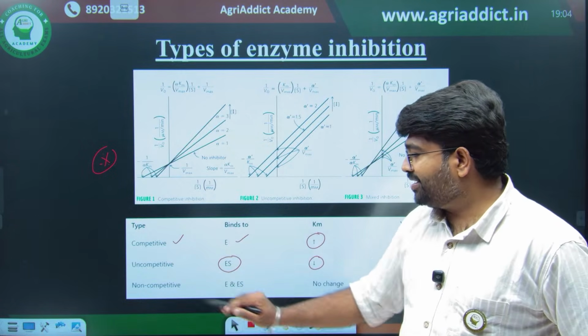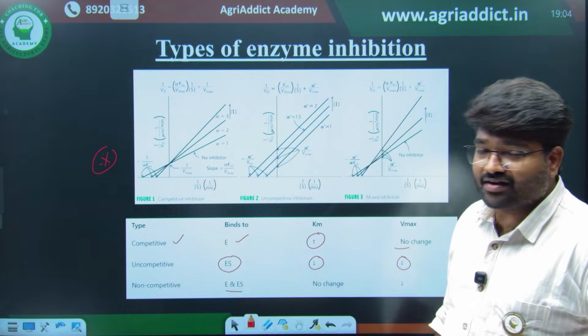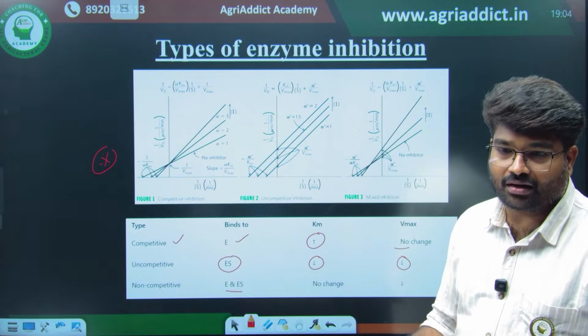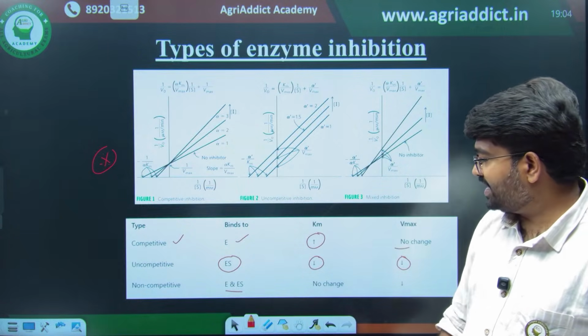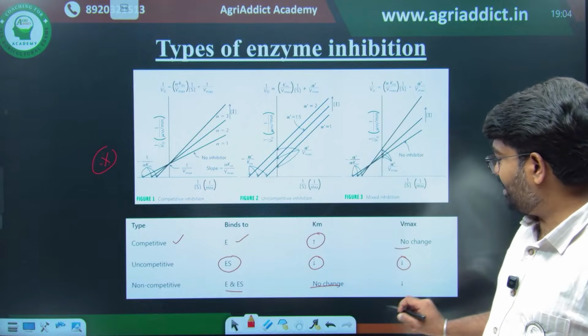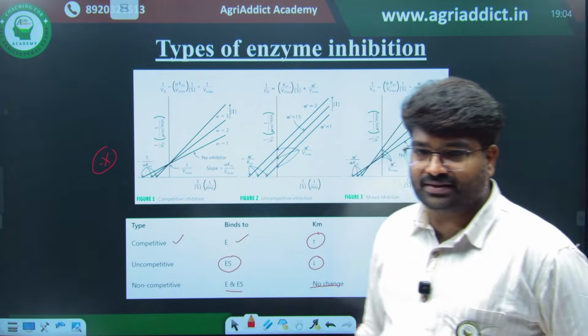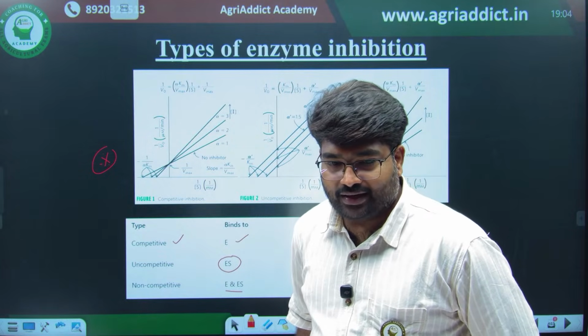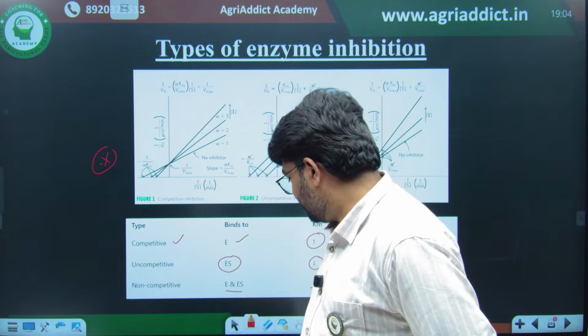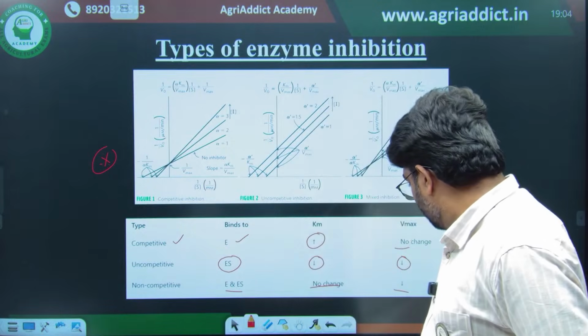The non-competitive inhibitor will bind to the free enzyme and also to the enzyme-substrate complex. So Km will not change and Vmax will decrease. I hope there is no doubt in enzymology.